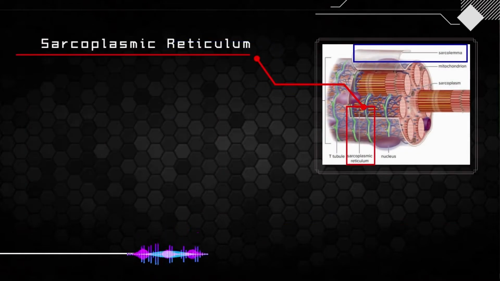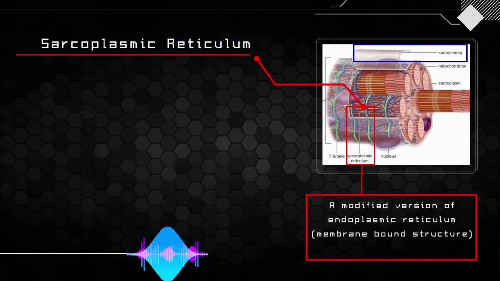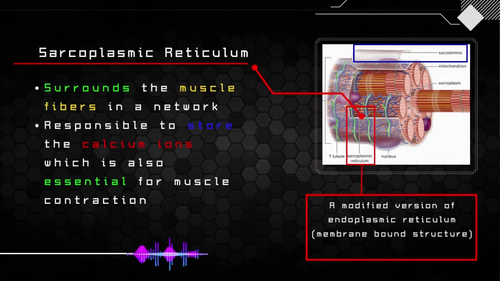Whereas the sarcoplasmic reticulum is a membrane-bound structure, which is a modified version of the endoplasmic reticulum. It is also an extended part of the nucleus, which surrounds the muscle fibers in a network-like structure. The purpose of the sarcoplasmic reticulum is to store the calcium ions, which are essential for muscle contraction.